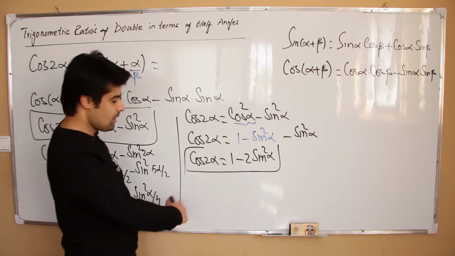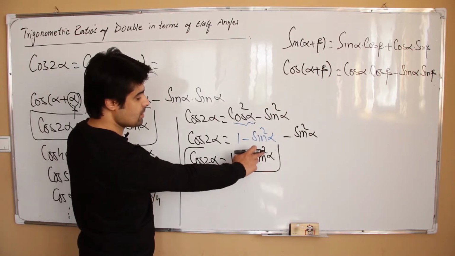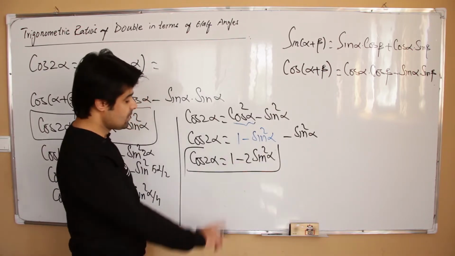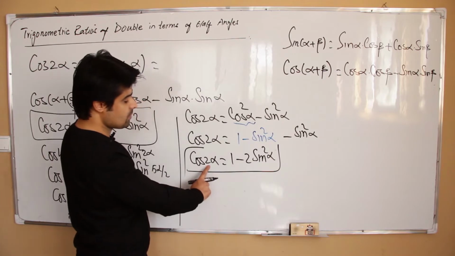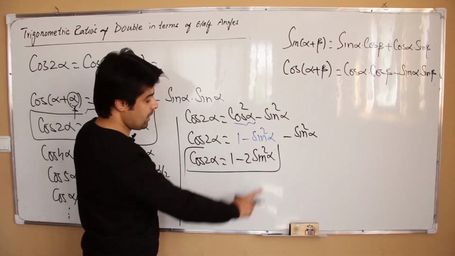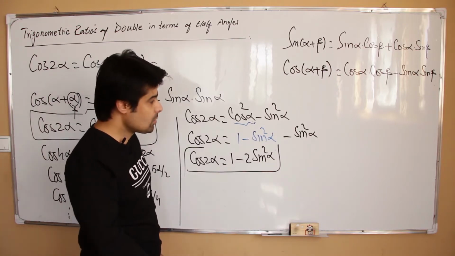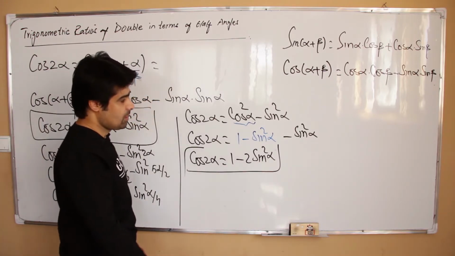We can memorize: cosine of 2 alpha is equal to 1 minus 2 sine square of its half. If this one is 2 alpha, this one is alpha. If this one is alpha, it's alpha by 2. If it's alpha by 4, it's alpha by 8. If this one is 6 alpha, this one is 3 alpha. Also we can have another change for this one.